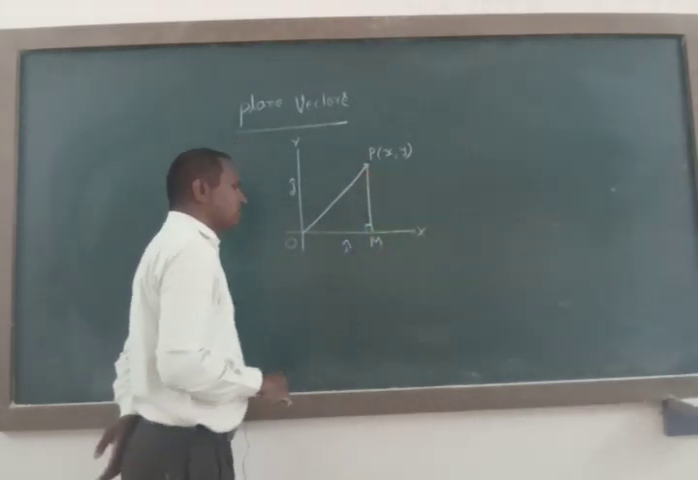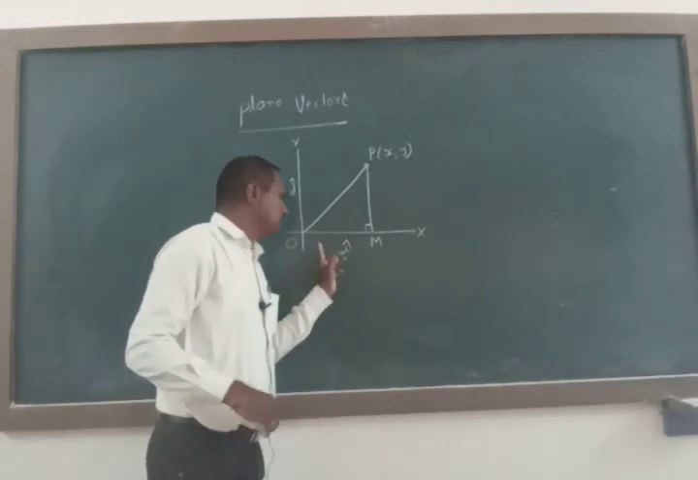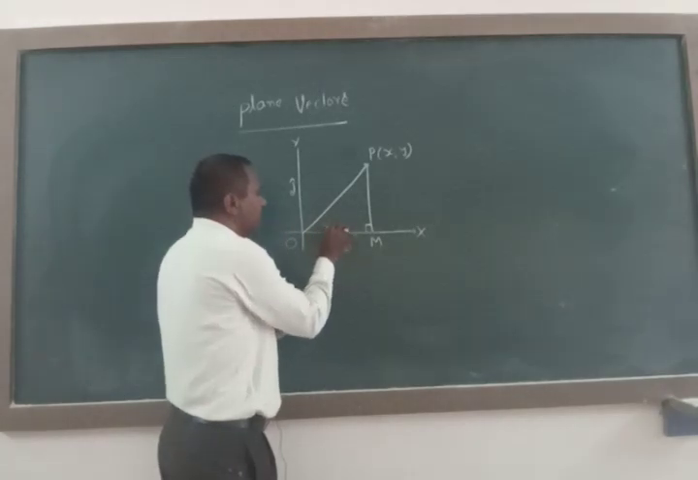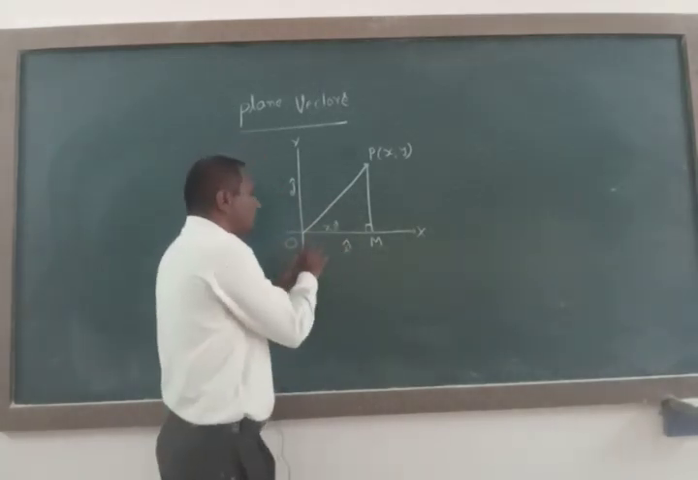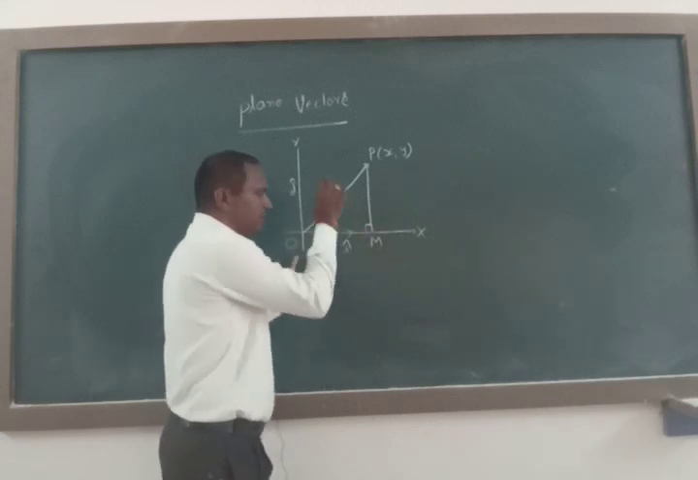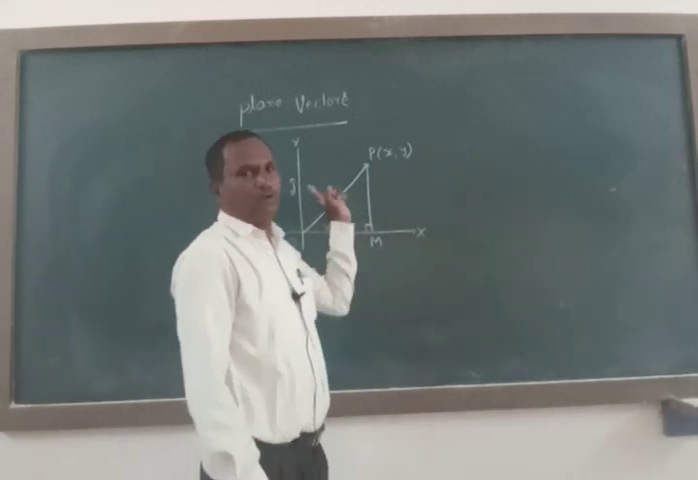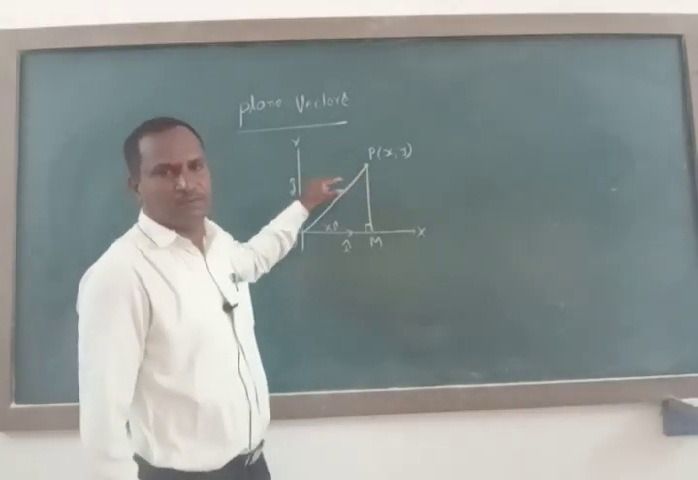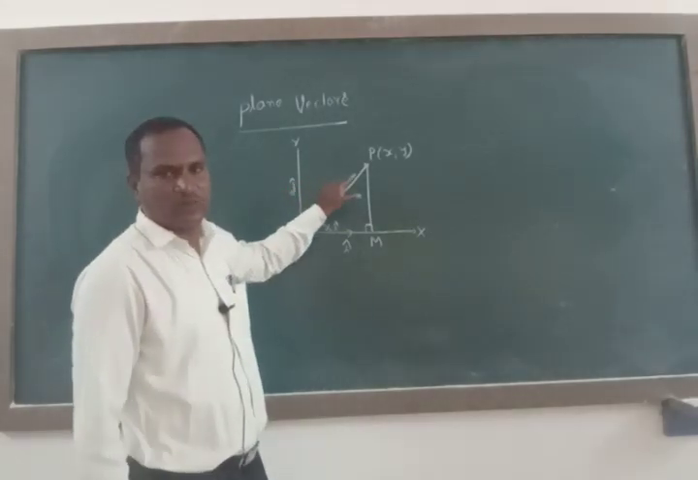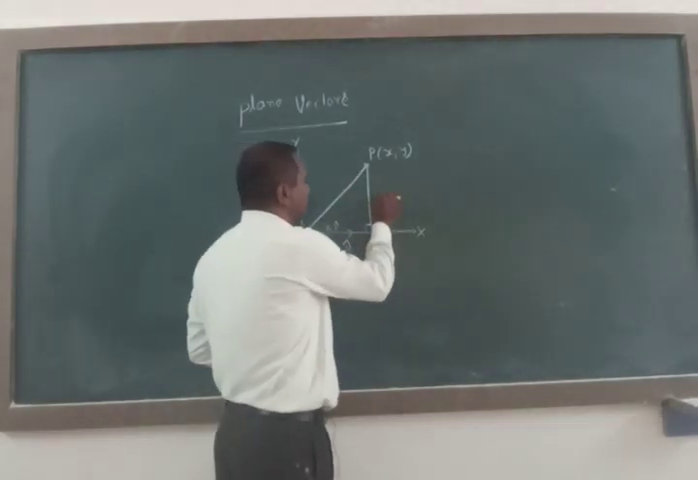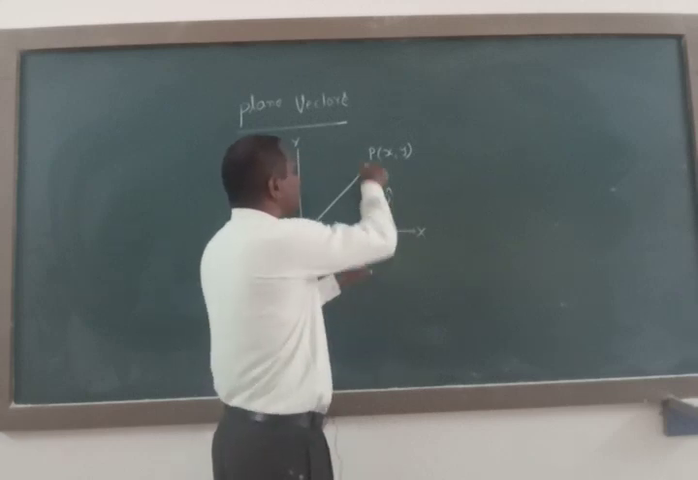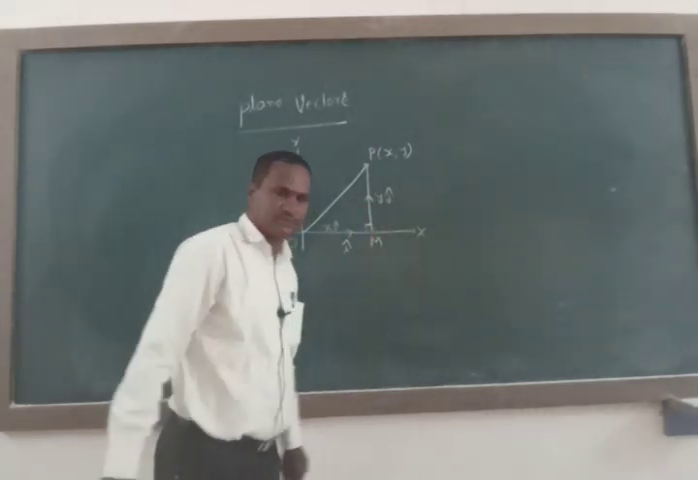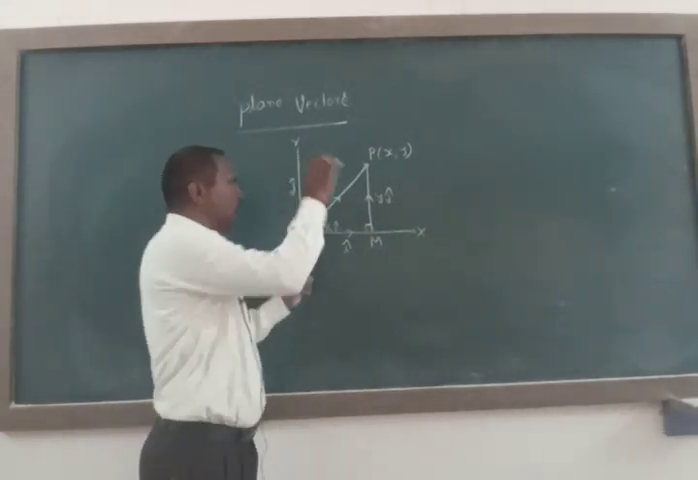A scalar multiple of i cap always lies on the x-axis, so we can write this as x i cap. The direction is O to M, that is OM bar. A scalar multiple of j cap lies on a vertical line. PM is parallel to the y-axis, so we can write PM as y j cap. The direction of MP bar is from M to P, and OP is the direction from O to P.